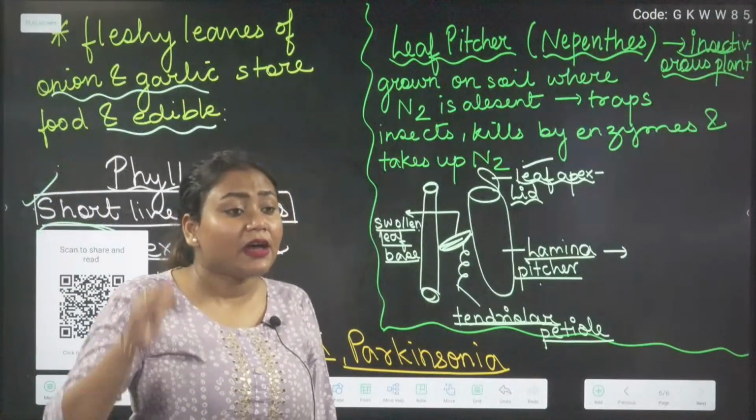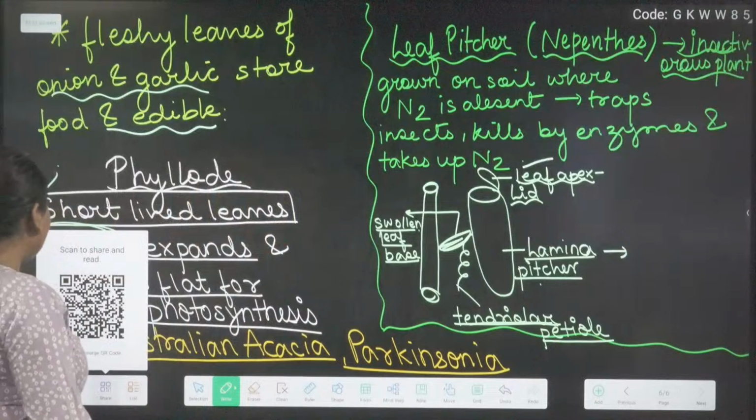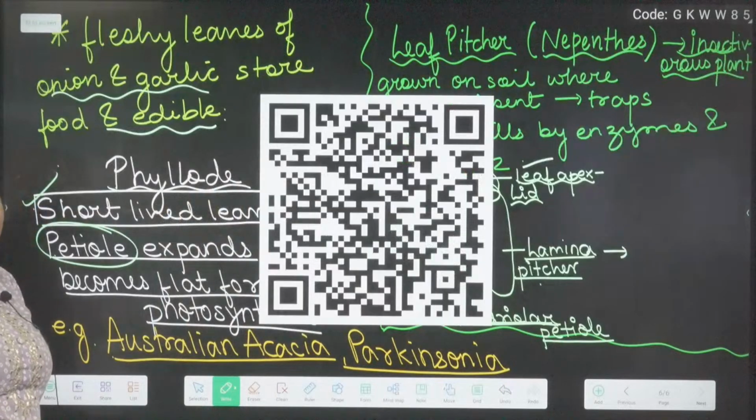Phyllotaxy is the arrangement of leaves on the stem. On the stem you find different arrangements of leaves.